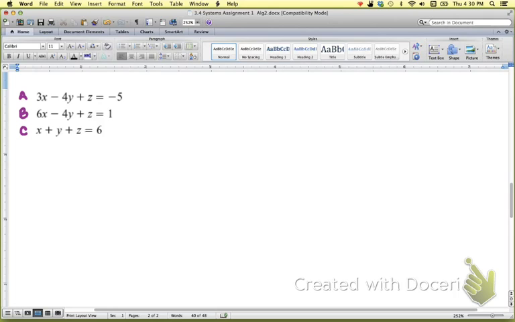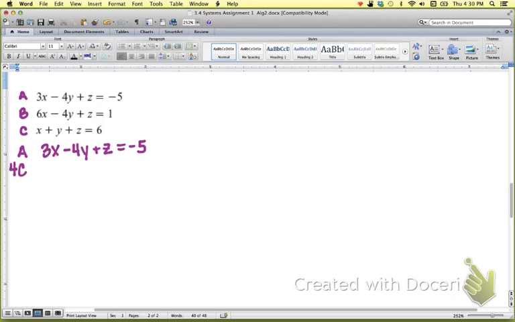It really doesn't matter what your first step is as long as you set it up following all the rules using elimination. I already said I'm going to eliminate y, so I'm going to go ahead and do it that way. So I'm going to take equations A and C and put them together. A, I'm not going to do anything to, but C, I'm going to multiply by 4. Okay. Now, we'll go ahead and just recopy A exactly as we see it. 3x minus 4y plus z equals -5.